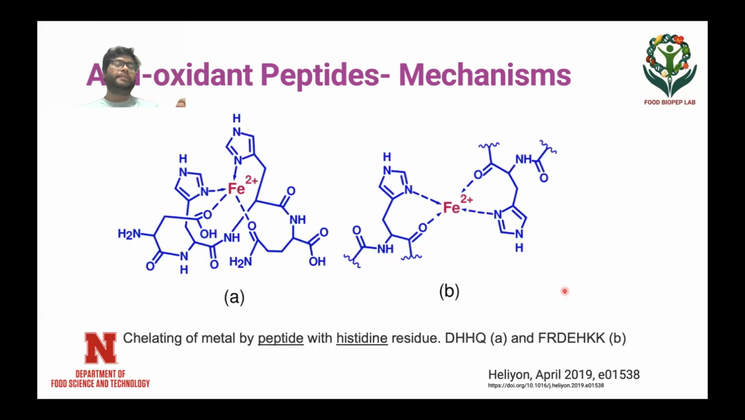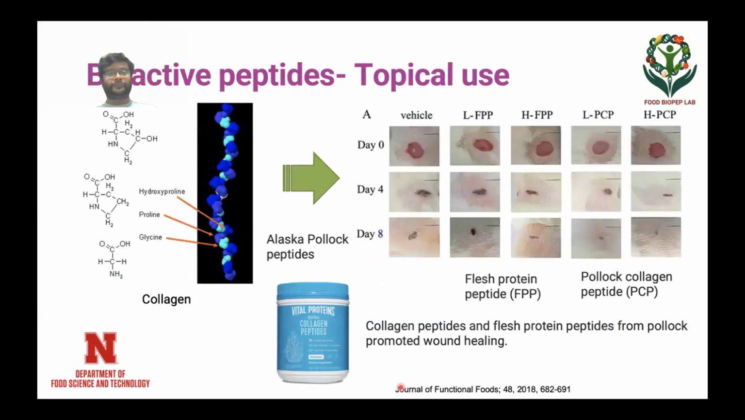There is one more, which is a metal chelating effect. So it binds with a specific metal. Here I'm showing iron with a histidine residue, and then it can express the antioxidant activity.